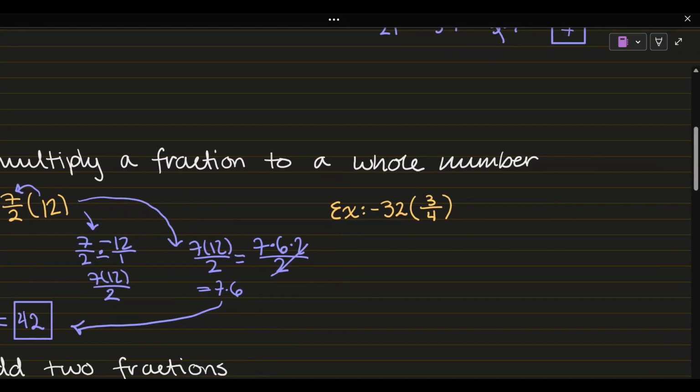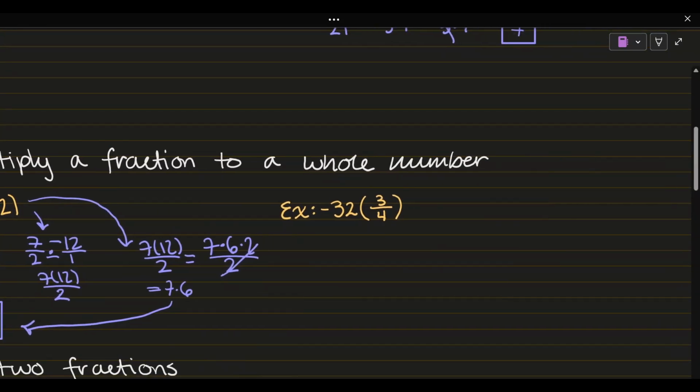Okay, next example, negative 32 times 3 over 4. The first way to think about that is just to pop that negative 32 in the numerator. So I have negative 32 times 3 over 4. And 32 is the same as 8 times 4. So I have negative 8 times 4 times 3 over 4. These 4's will cancel in numerator and denominator, and I'm left with negative 8 times 3. So negative 8 times 3 is going to be negative 24.